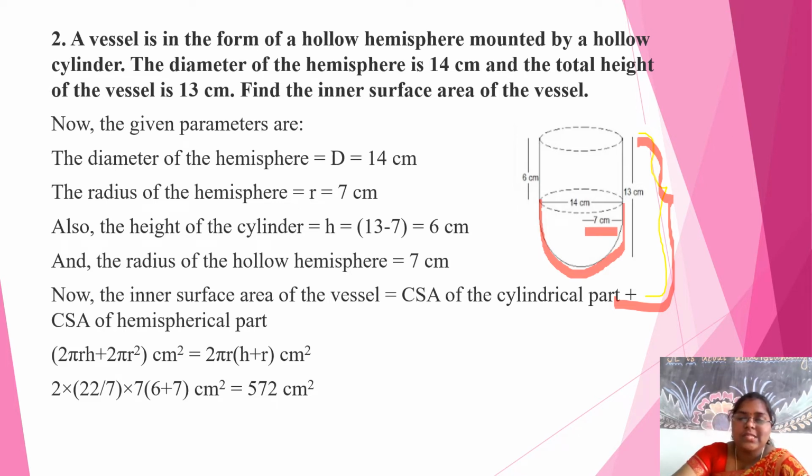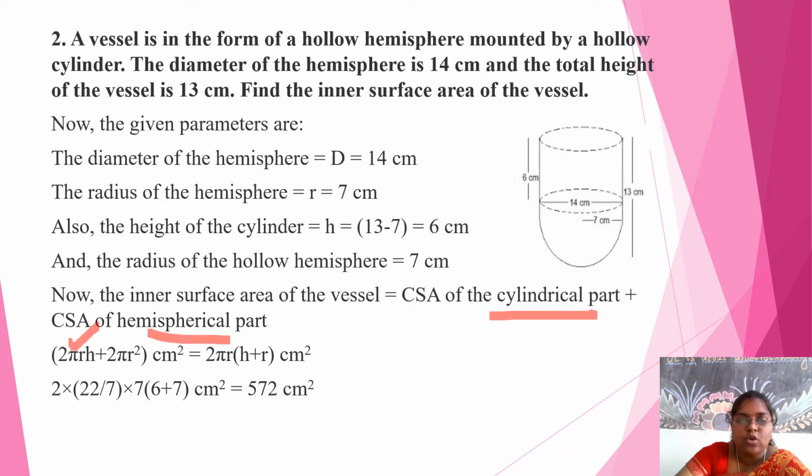Now the inner surface area of the vessel, how can we find it? Curved surface area of a cylinder plus curved surface area of a hemisphere. That's it, because these two figures only we have. We know the formula: for the cylinder it is 2 pi R H, and for the hemisphere 2 pi R squared. So substituting in these two, 2 pi R is common, remaining is H plus R. 2 pi R into H plus R.